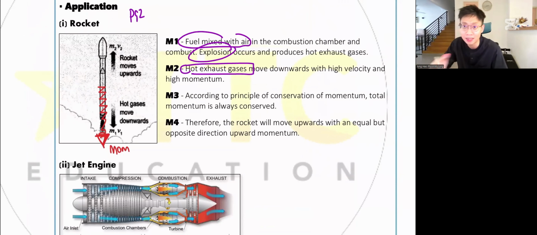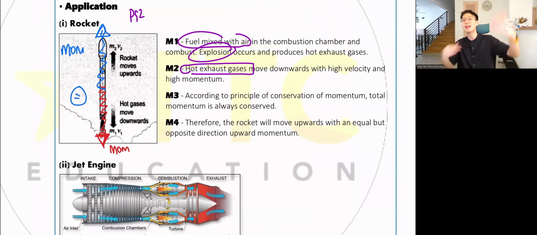This is momentum, not mum. Then after that, go all the way up. So you also get a momentum upwards. So these two momentums will balance. When these two momentums are balanced, then this rocket will be pushed upwards. That's it. So you can refer to the answers in this page. That one I leave it to you.